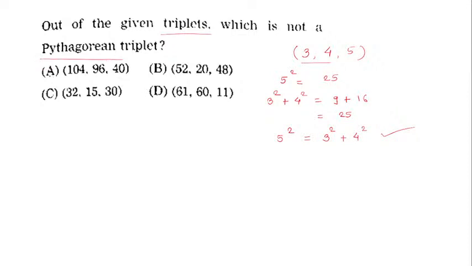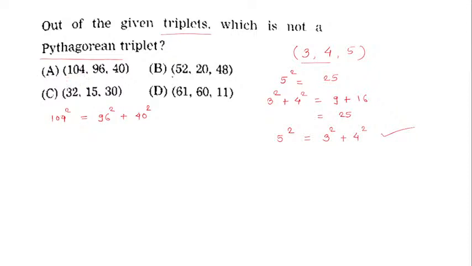So we have to decide among these four which is not there. If this condition is not satisfied, then that would not be a Pythagorean triplet. So suppose we consider the first triplet 104, 96 and 40. The largest number is 104. So we have to make a square of 104, then a square of 96, and then a square of 40. So if 96 square plus 40 square is equal to 104 square, then it is a Pythagorean triplet. If we calculate that, we can observe that this is a Pythagorean triplet.